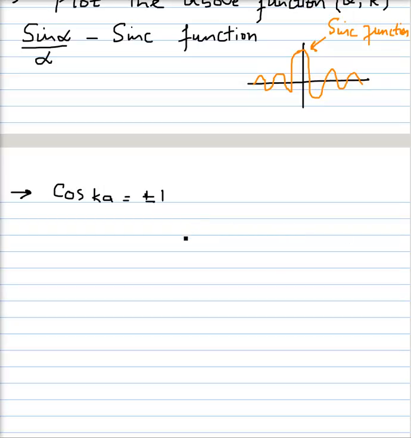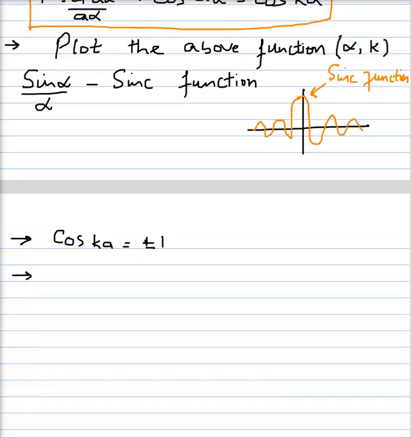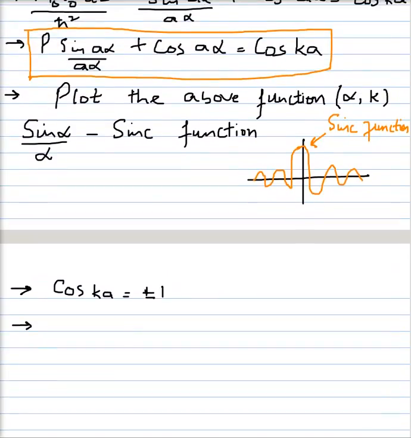Okay, so cos of k is plus minus 1. This means that your left hand side must be bounded between the values which is plus and minus 1. Now what we need to do is plot the sinc function as a function of alpha. Alpha can be translated into k, because alpha square is simply twice m e upon h cross square.